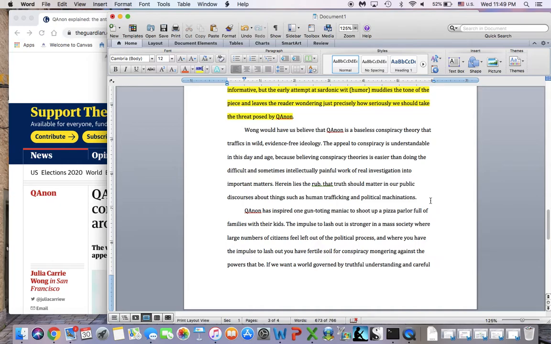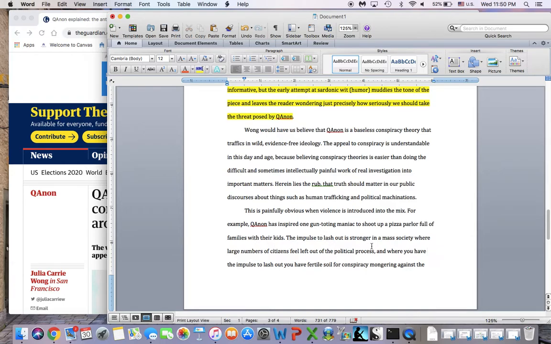Okay. Herein lies the rub, that truth should matter in our public discourses about things such as human trafficking and political machinations. This is painfully obvious when violence is introduced into the mix. For example, QAnon has inspired one gun-toting maniac. So now that flows, right? This is painfully obvious, means I'm referring back to what I was talking about in this one, but I've switched subjects a bit. This is painfully obvious when violence is introduced into the mix. For example, QAnon has inspired one gun-toting maniac to shoot up a pizza parlor full of families with their kids.